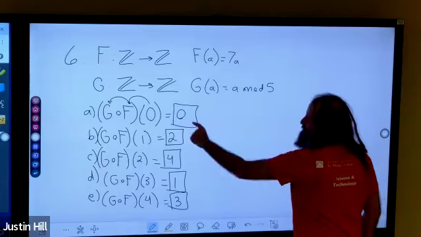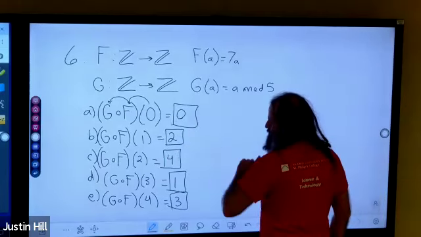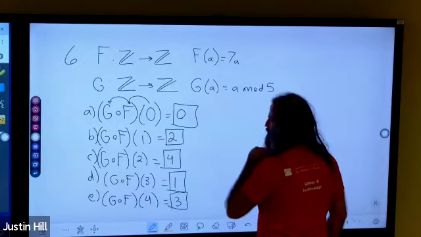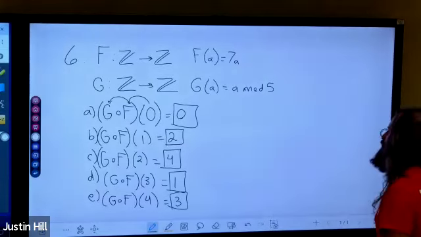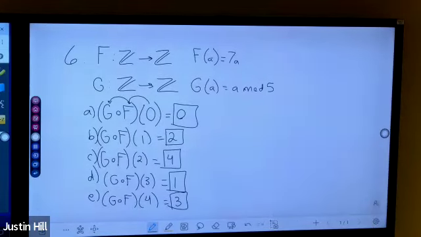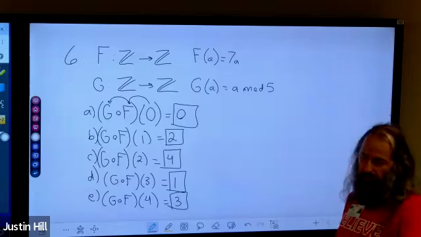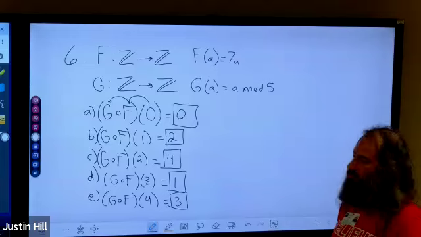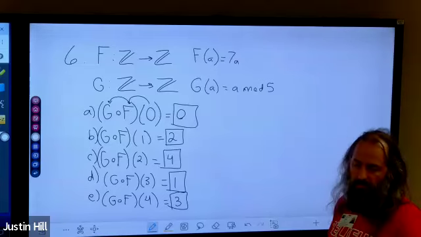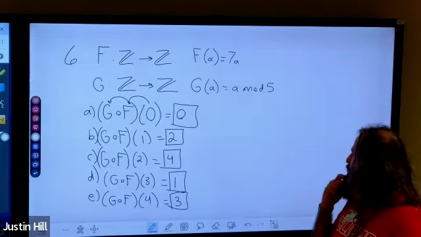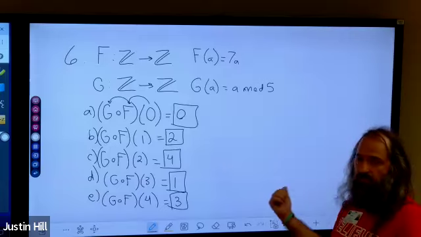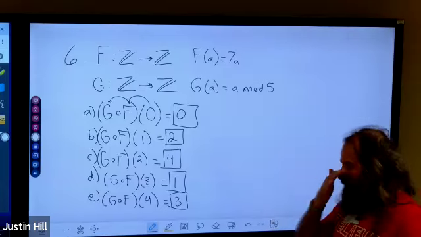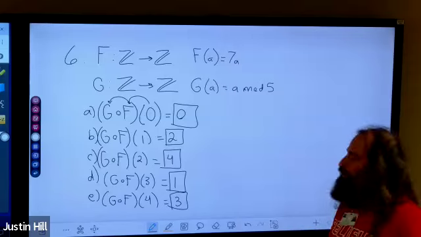So 0 gets mapped to 0, 1 goes to 2, 2 goes to 4, 3 goes back to 1, and 4 goes to 3. There's some interesting diagrams you can make with that. We'll actually see a little bit in the next chapter on relations, but also if you ever take a class called abstract algebra, they make interesting diagrams out of something like that in terms of related to something we call groups.